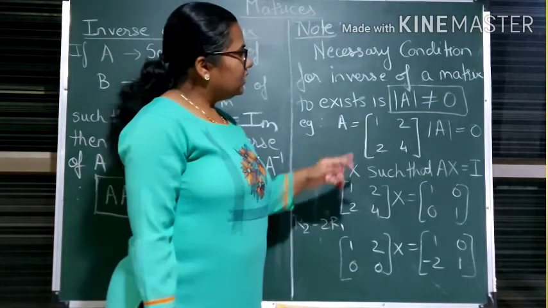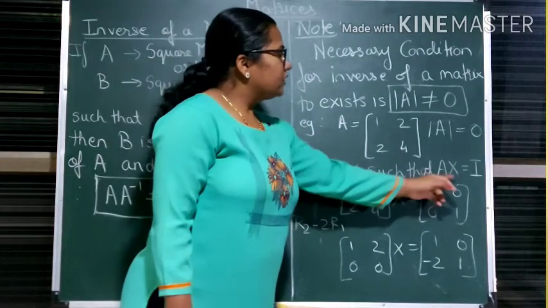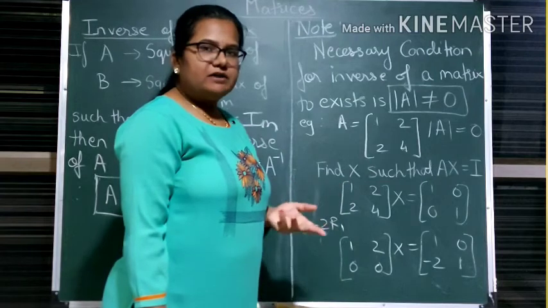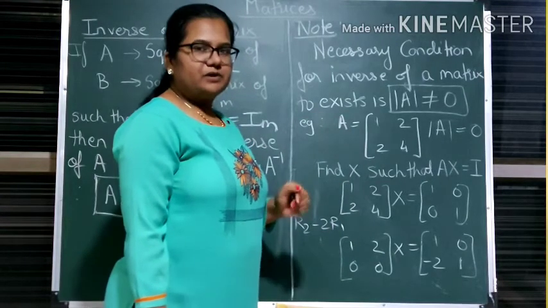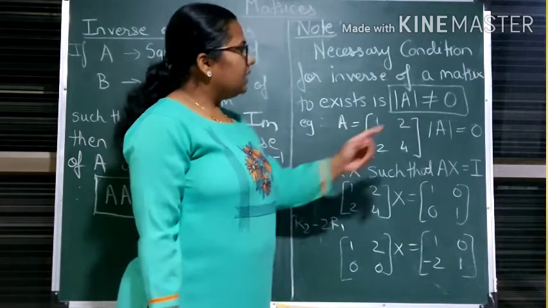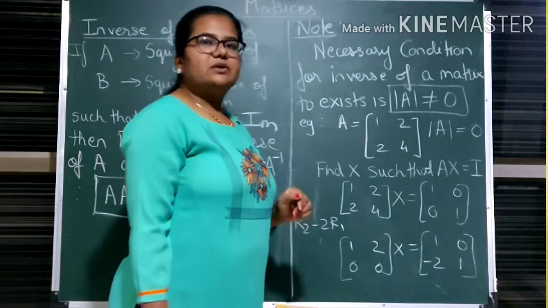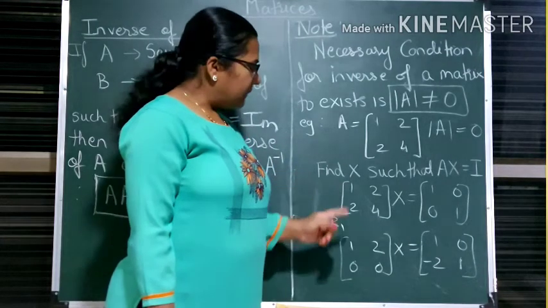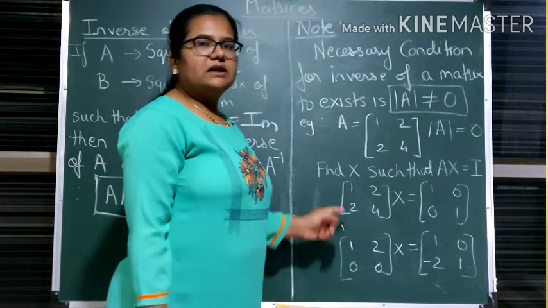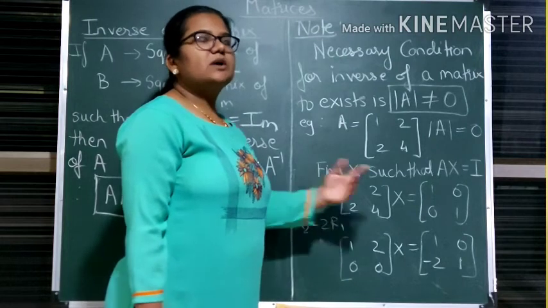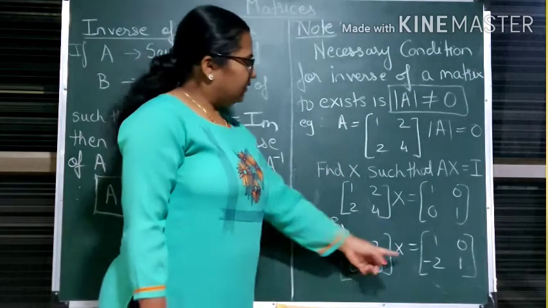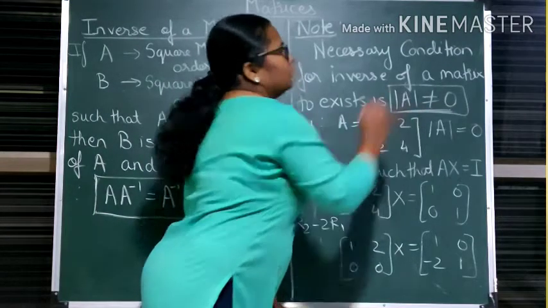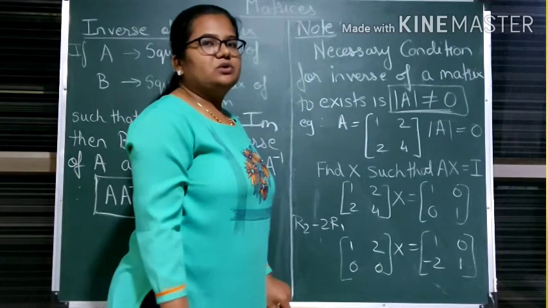So here you can observe that if the product of these two matrices cannot be equal to an identity matrix, then how do you find the inverse of this square matrix A? Now why is this happening? Because the determinant of this matrix is equal to 0. So whenever the determinant of a matrix is 0, you cannot convert that matrix to the identity matrix. Hence you cannot find the inverse of the matrix. So this condition is very much important. The determinant of A should not be equal to 0.